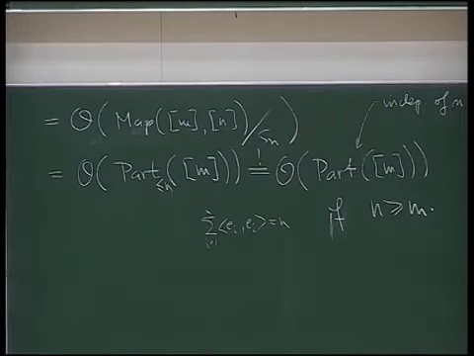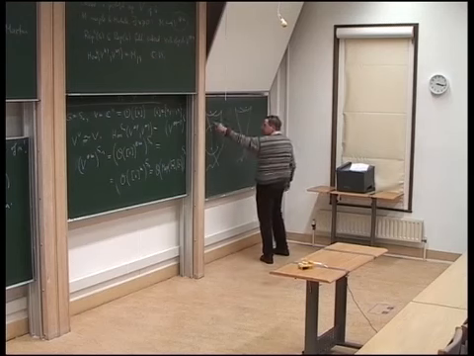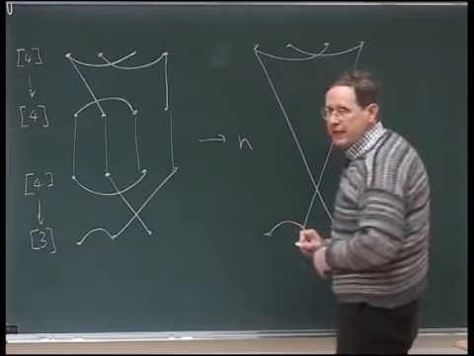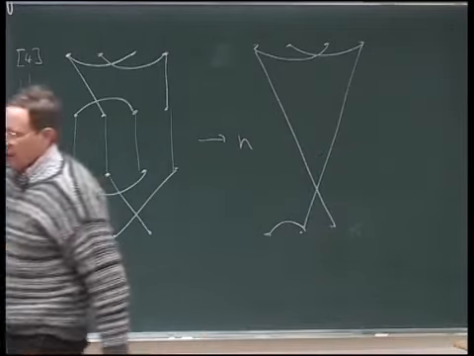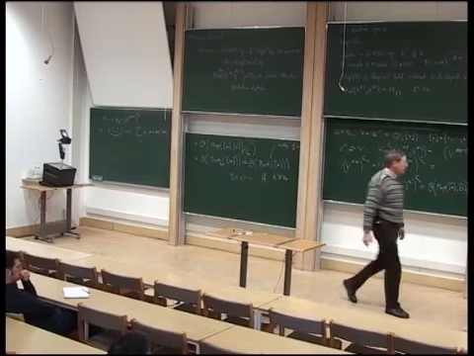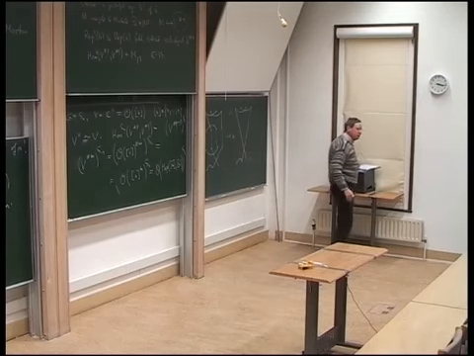Therefore, the composition of this partition with this partition is this partition times n. And the idea now, which is not new, is to replace this n by just the parameter t.